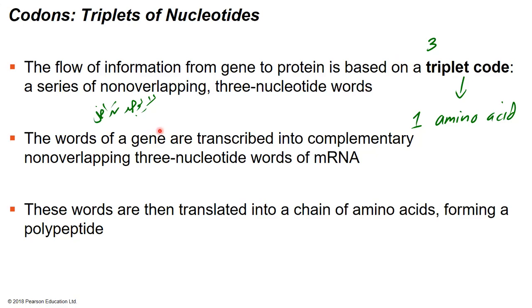And then these words of the gene are transcribed into complementary non-overlapping 3 nucleotide words of mRNA. Then these non-overlapping 3 nucleotide words of mRNA are translated into a chain of amino acids. Okay? Each 3 nucleotide word will specify 1 amino acid.